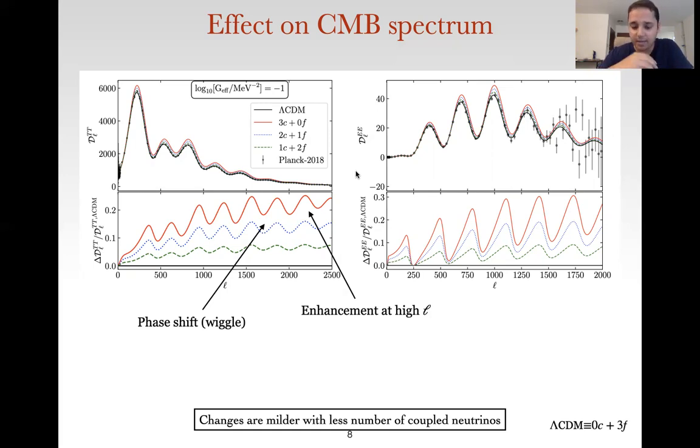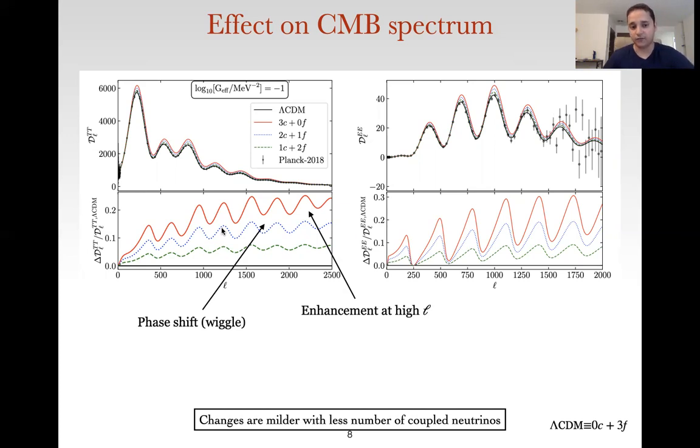The enhancement can be understood like this: if neutrinos are not free streaming, they are coupled, so they tend to induce large density perturbations, which enhance the potential, which in turn enhances the CMB. That's why you get the enhanced CMB at the high tail. And why at high L? Because these are modes which enter during radiation domination, where neutrinos contribute majorly to the potential. Therefore, you see this relative enhancement increases at high L.